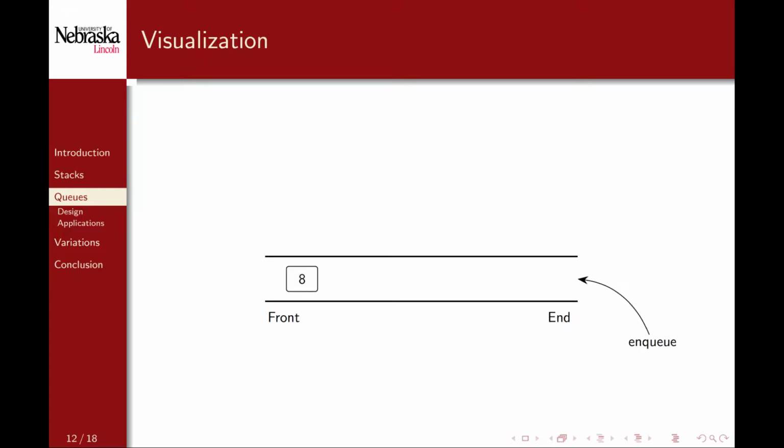Elements are enqueued at one end, one after the other. The order of insertion is preserved in the queue. Dequeue operations remove elements from the other end so that the order that they are removed is the same.